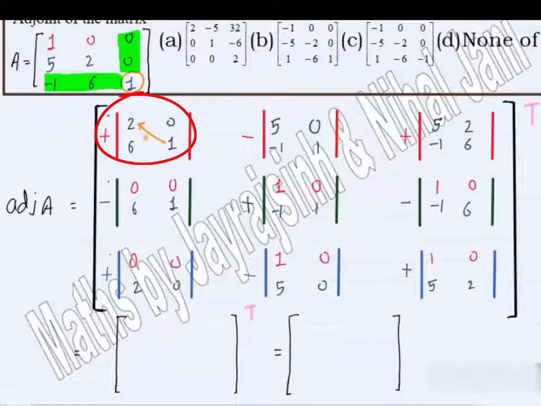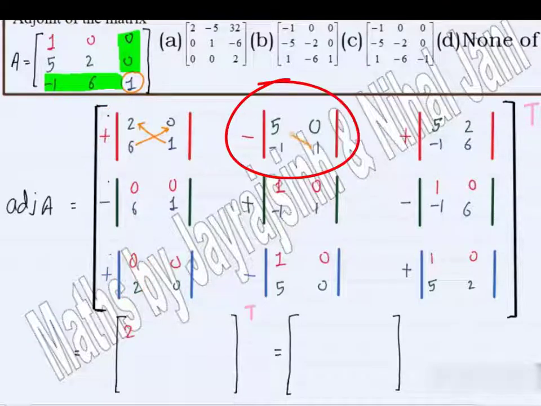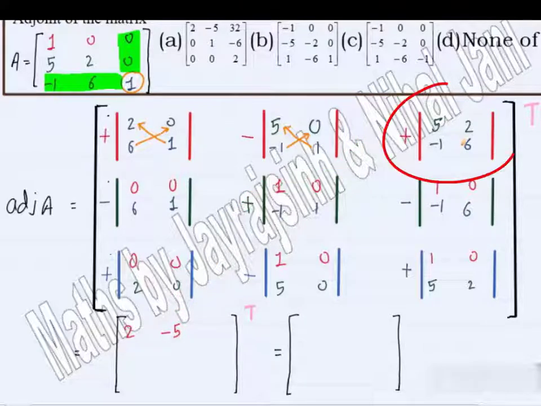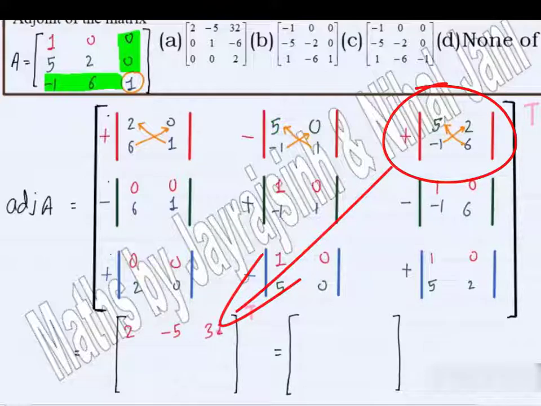2 1s are 2, minus 6 zeros are 6. So here we will get plus 2. Then 5 into 1 will be 5, and minus 1 into 0 will be 0. So here we will get minus 5. And finally, the last element of the first row, 5 6s are 30, and minus 2 will give us plus 2. So it will be 32.